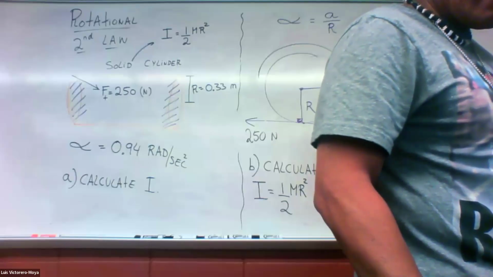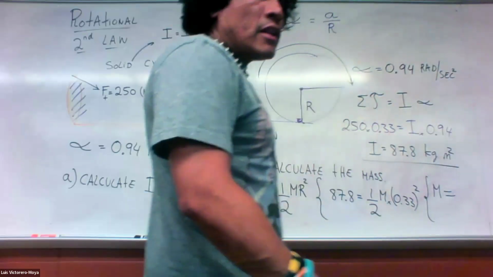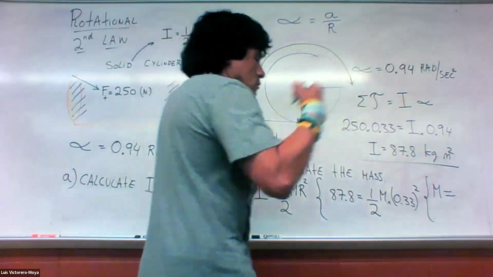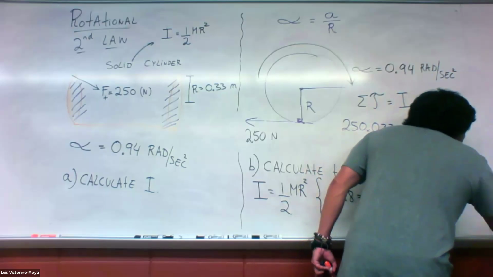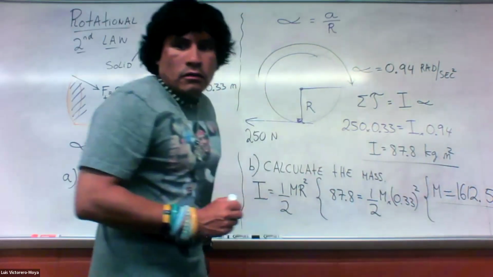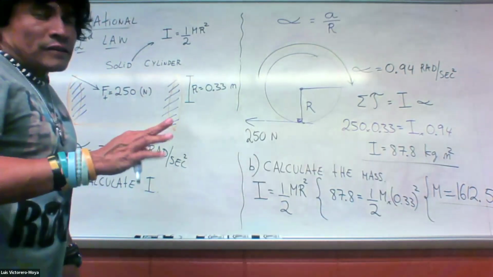1,612.5. Yeah, right. That's what I'm getting here. 1,612.5? That makes sense because that's like the wheel of a car. Yeah, that's like the wheel of a car. Or a truck.